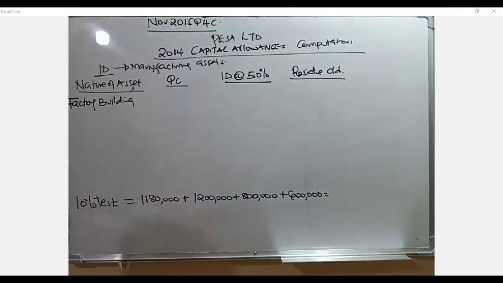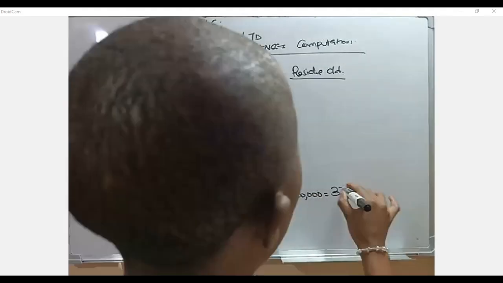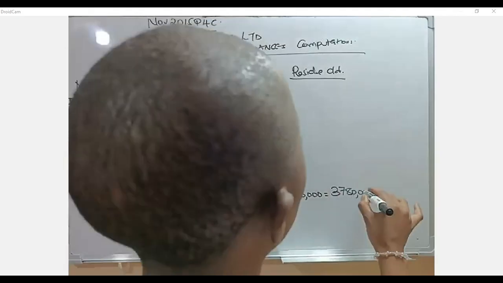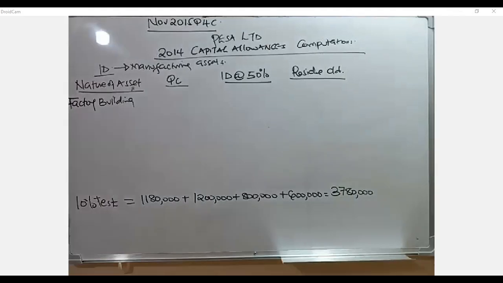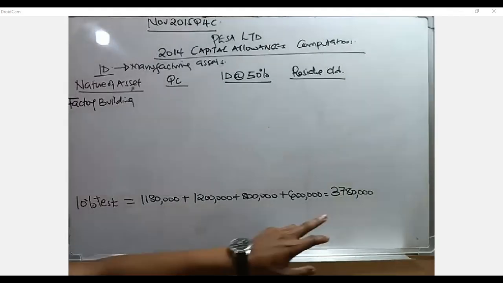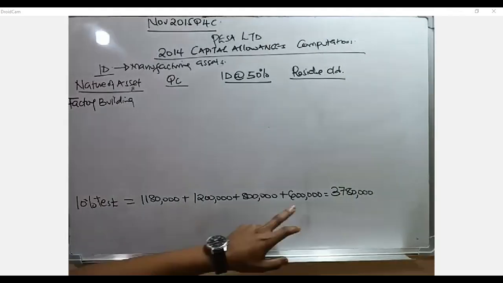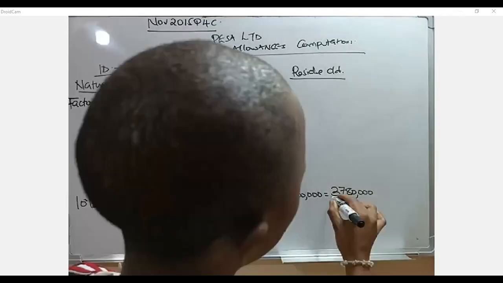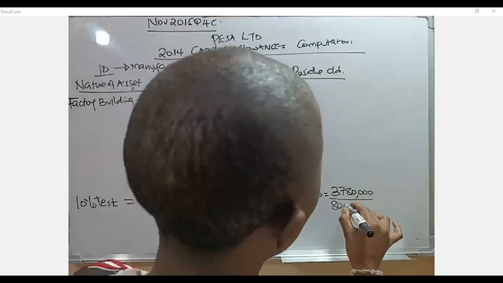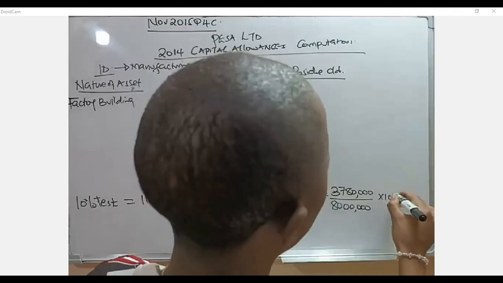How much is this? I think I'm getting 780,000. So that 780,000 is the total for these assets. Then you divide by the total cost of the factory building. The examiner has given you the factory building equates to 8 million. So you divide with 8 million, then you multiply by 100%.